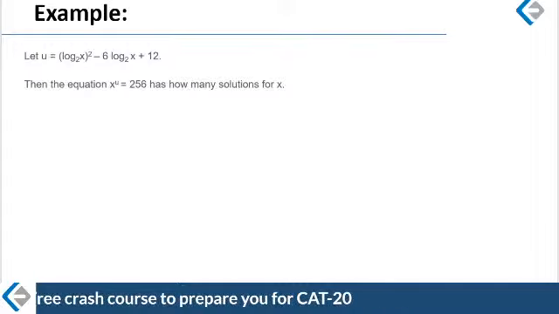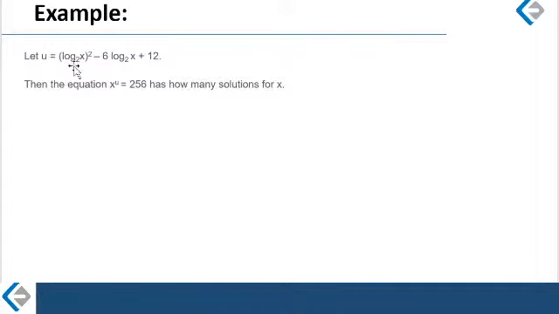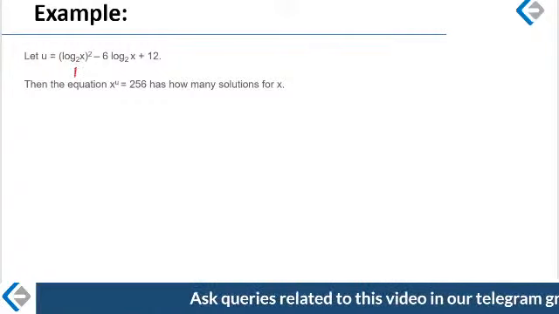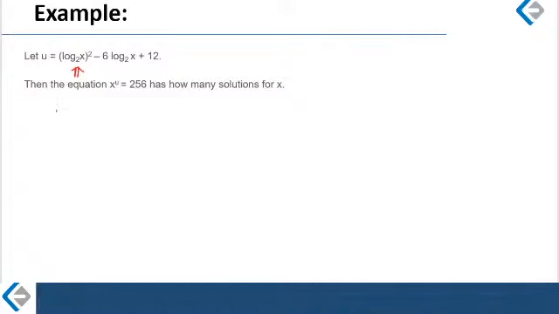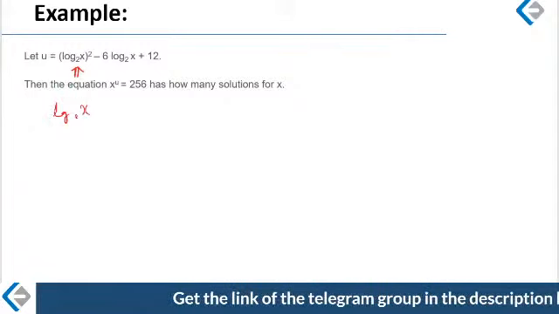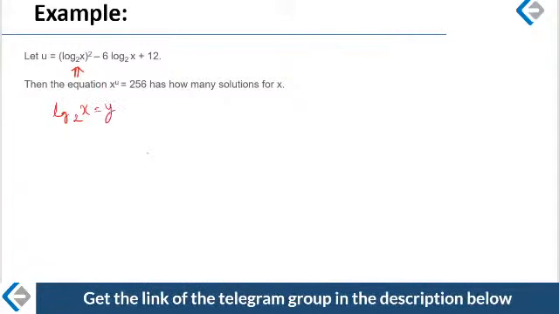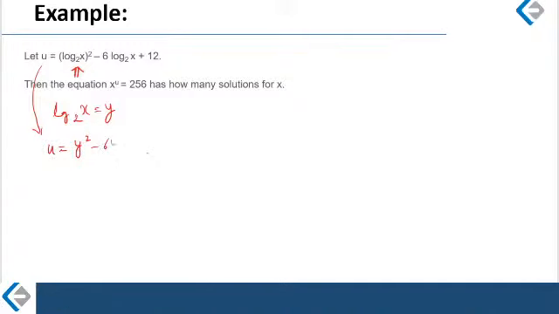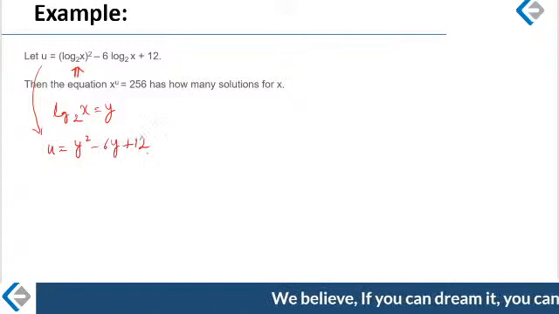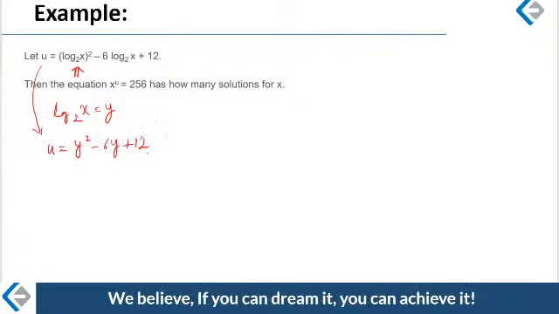Let's take a look at this question. Let me start here. It is given to me: log x to the base 2. Let me call it y. Log x to the base 2 is equal to y. Therefore, I will write u is equal to y square minus 6y plus 12. Y square minus 6y plus 12. Already you will write it like this.